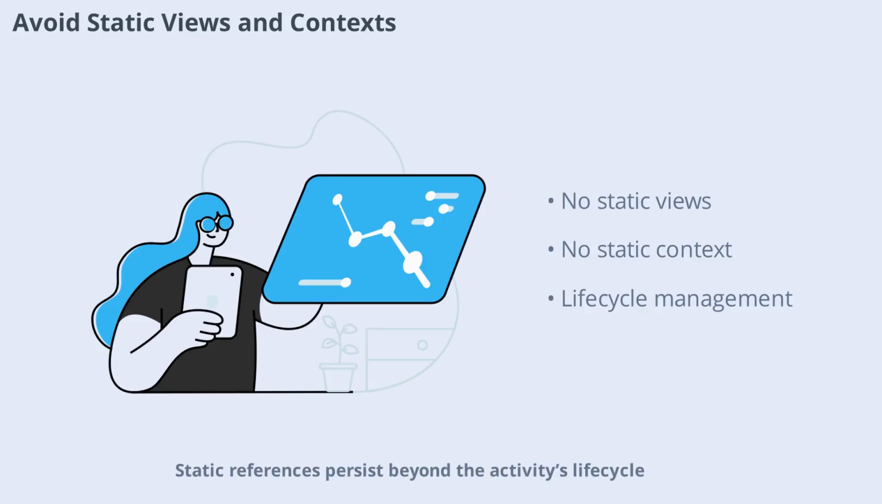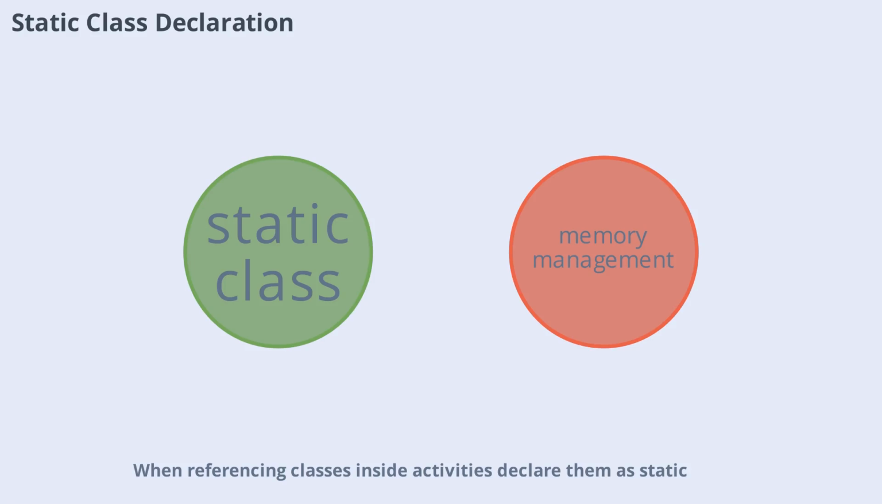Static references persist beyond the activity's lifecycle, preventing proper garbage collection. Use instance variables and manage their lifecycle according to the activity or fragment lifecycle. When referencing classes inside activities, declare them as static. This prevents implicit references to the parent activity, allowing the garbage collector to reclaim memory.